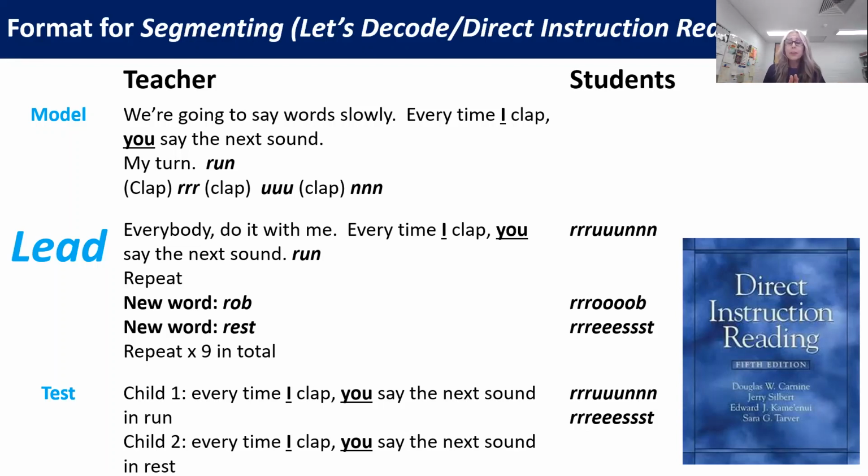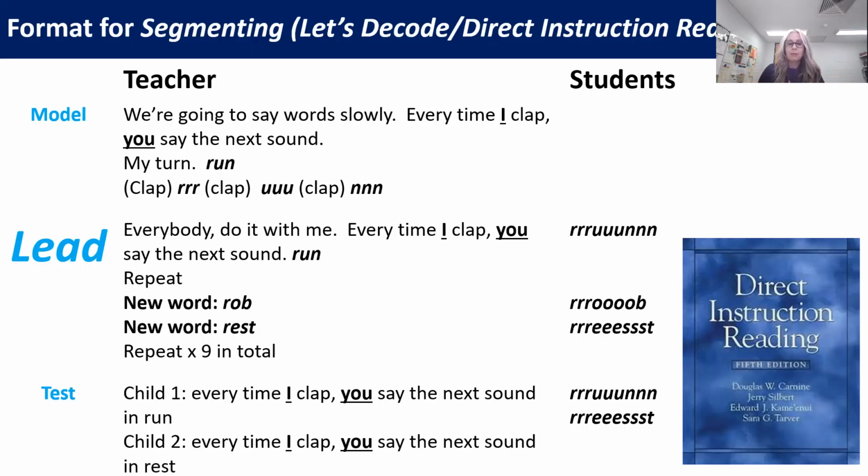Run. The word is rob. The word is rest. Rest. And then I would practice each of those 3 words 3 times each to a total of 9 with you. We're all doing it together.